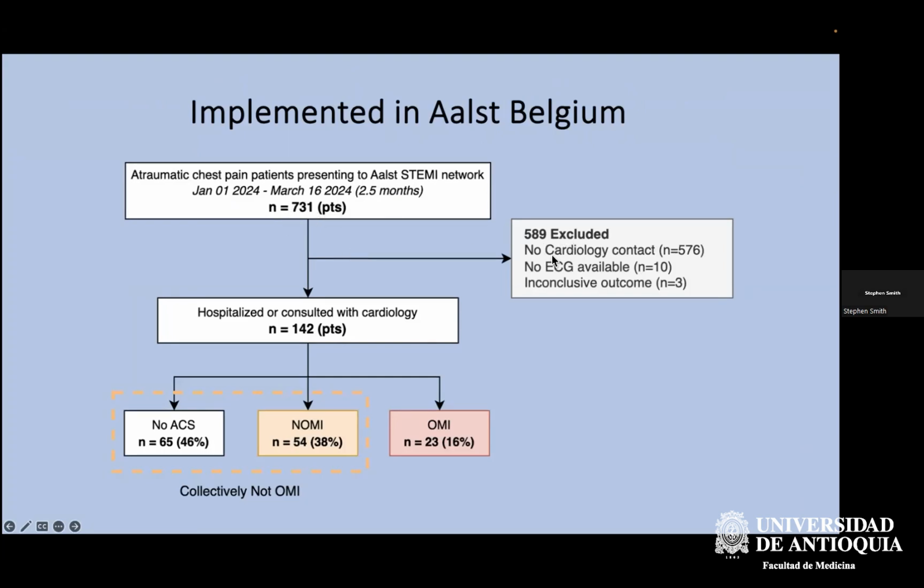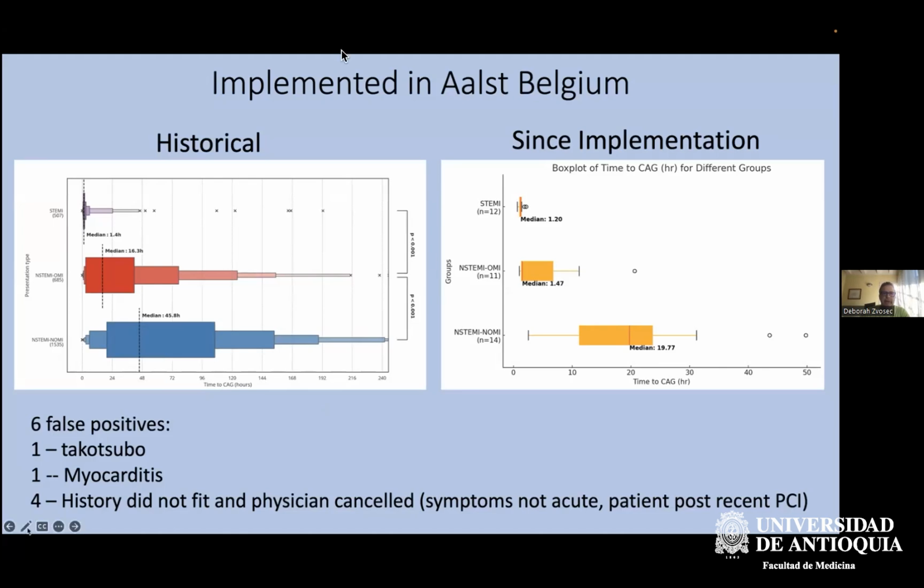589 were excluded because cardiology was not consulted, there was no ECG available, or an inconclusive outcome. Patient was hospitalized or consulted with cardiology, N equals 142. 65 had no ACS, 54 had NOMI, and these are bundled together. So this is an MI here, but it's not an occlusion MI. And these are bundled together collectively, not OMI. And then there are 23 OMI. All right, so this was implemented in Aalst, Belgium.